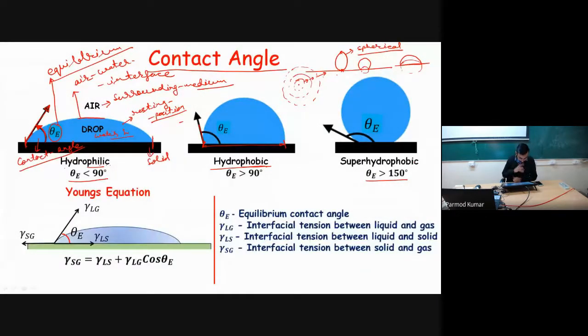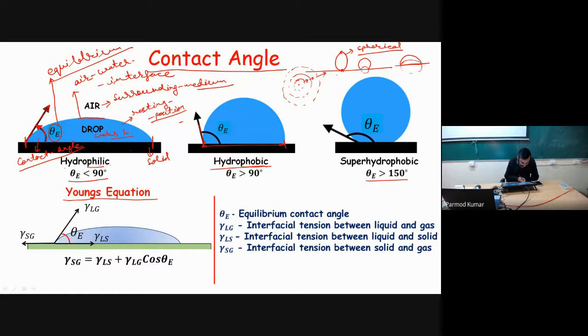Okay, so when we have this equilibrium shape of the droplet, it is explained by a very famous equation called Young's equation. And this Young's equation is estimated using the balance of the interfacial forces, or the capillary forces, which are present in the drop.